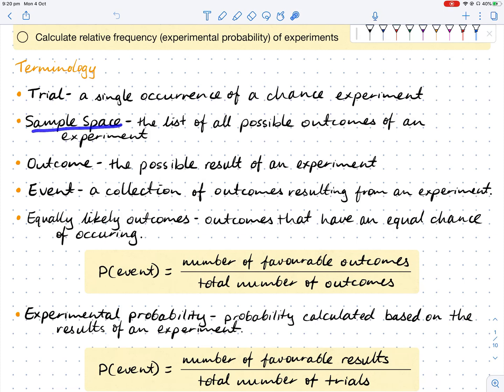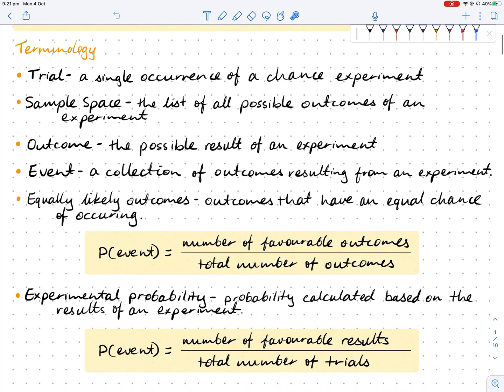The sample space is the list of all possible outcomes of an experiment. So what are the possible things that you could get? If I was tossing a coin, then I could get either heads or a tail. There's not really anything else we can get. If I was rolling a die, then I can get the numbers 1 to 6, if it's a normal standard die. So that would be your sample space.